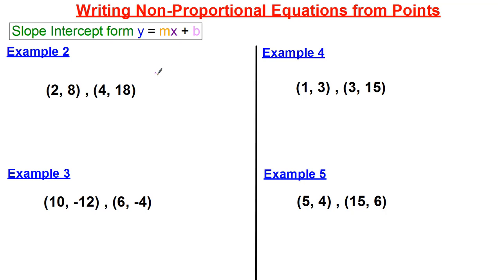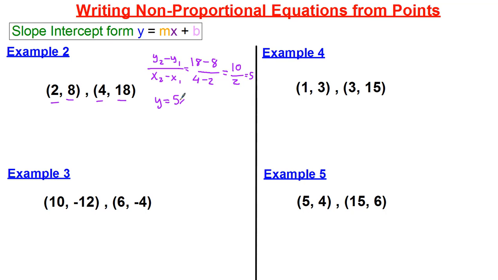I'm going to go through this fast, but we have y2 minus y1 over x2 minus x1. So we have 18 minus 8. These are my y coordinates, and then we have 4 minus 2. These are my x coordinates. So this is going to be equal to 10 over 2, which is equal to 5. So my slope is 5.